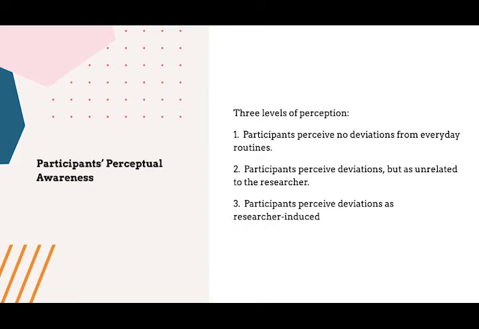The next design is participants' perceptual awareness. There are three levels of perception. The first one being participants perceive no deviations from everyday routines. The second one is participants perceive deviations, but as unrelated to the researcher. The third one is participants perceive deviations as researcher induced.